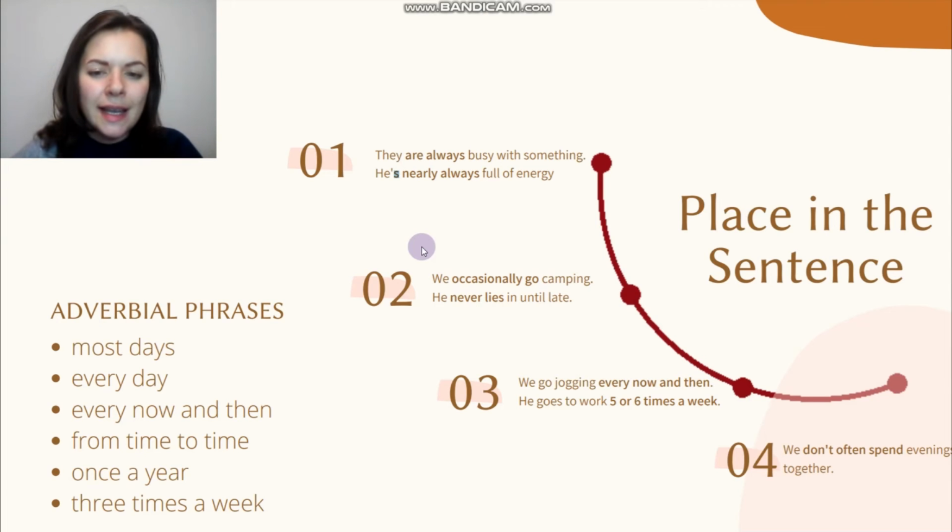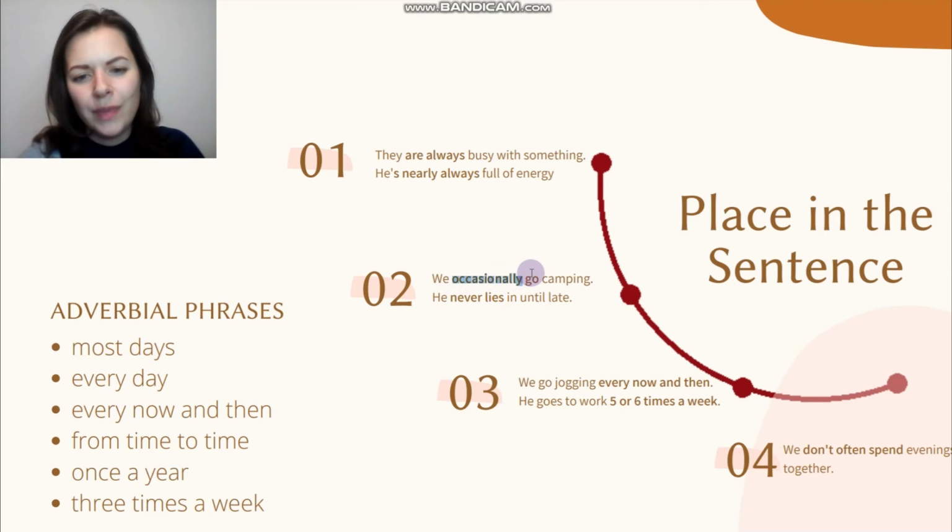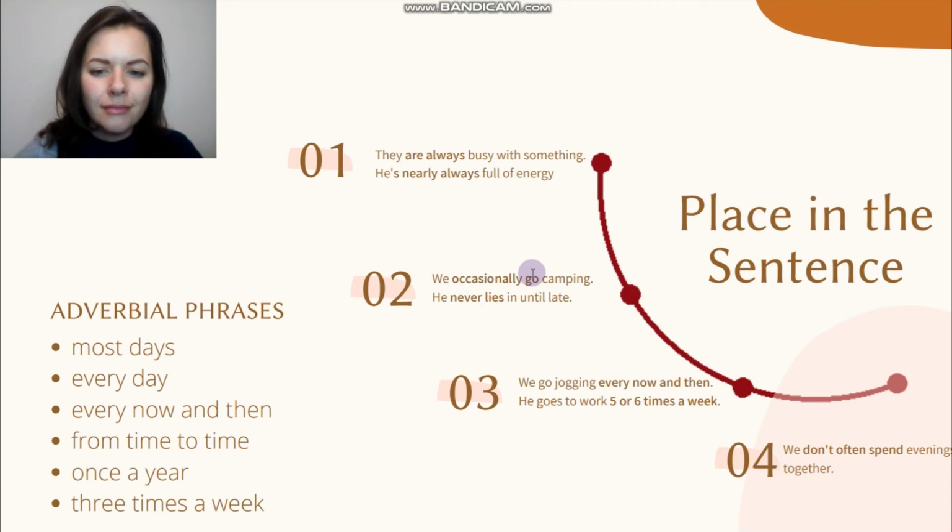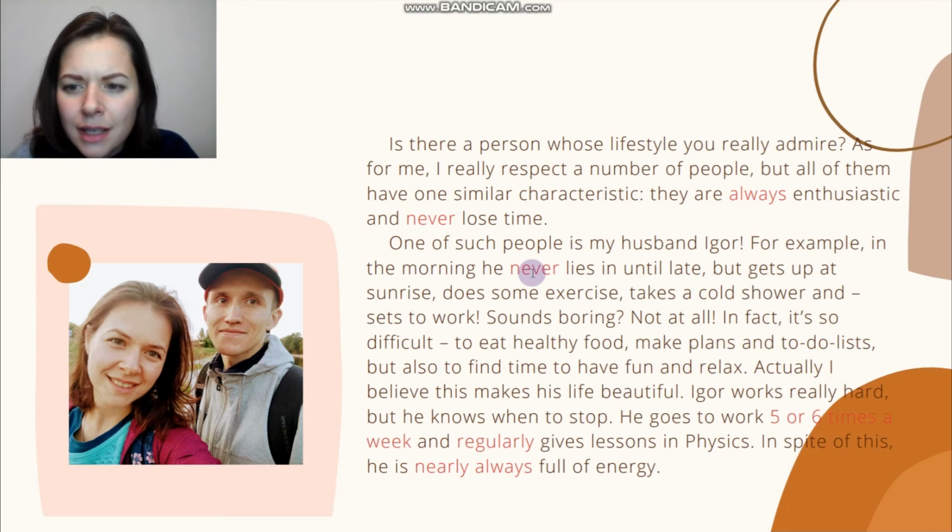Good. Now let's take a look at verbs. Where do adverbs of frequency go respective to verbs? Before or after? And here we see the examples. We occasionally go camping. He never lies in till late. So the adverbs of frequency go before verbs. We occasionally go. He never lies in until late. And there are lots of other examples. Like, let us take a look. He regularly gives lessons in physics.